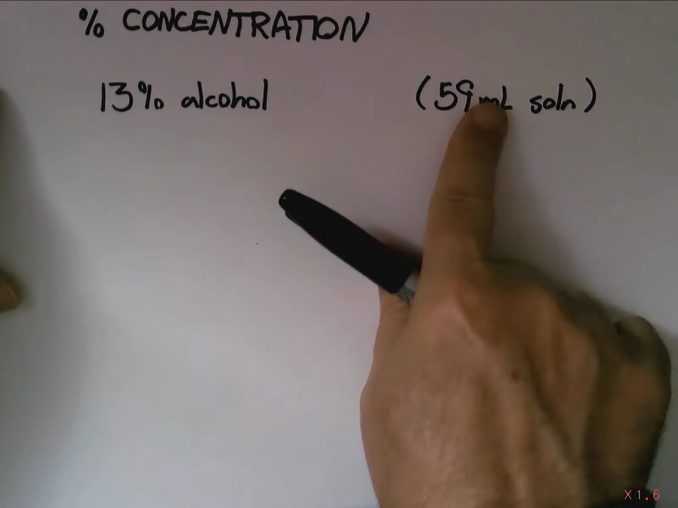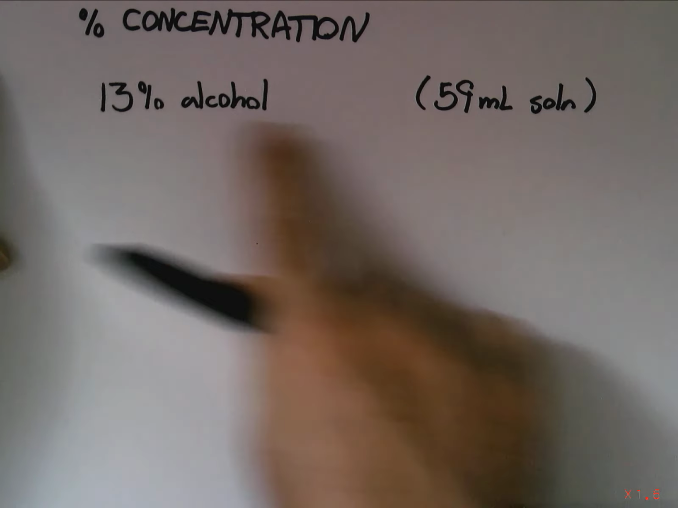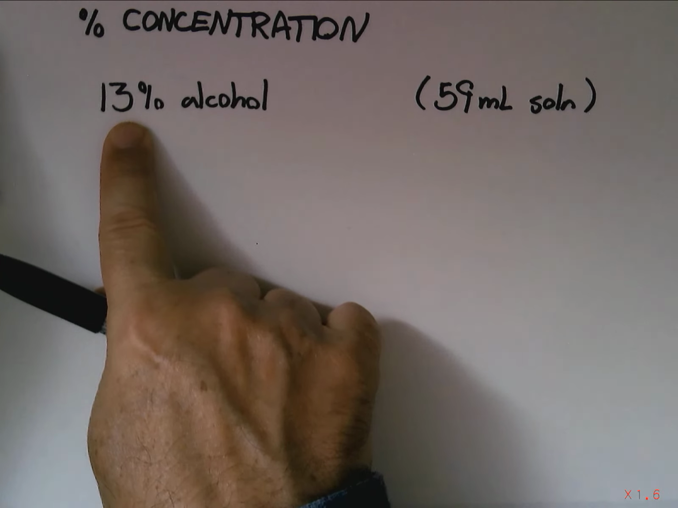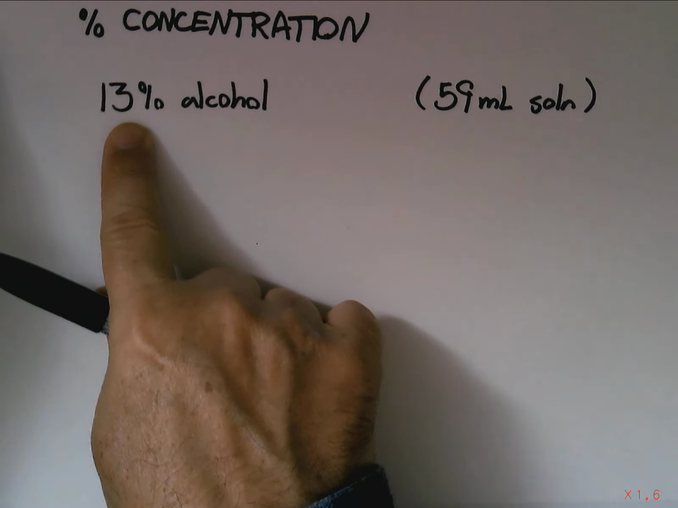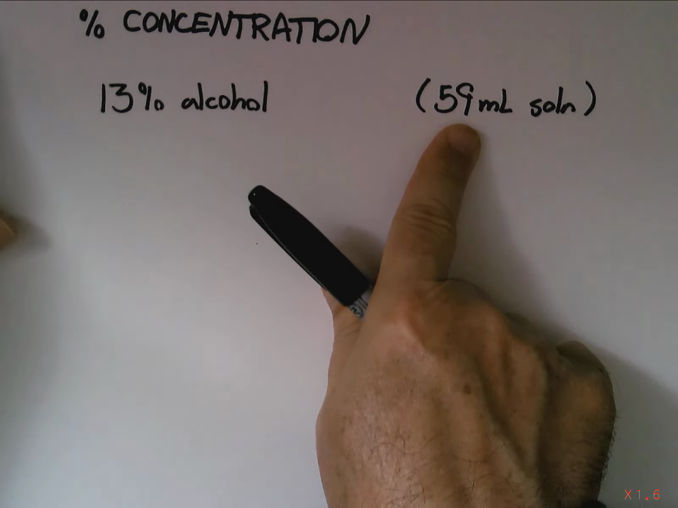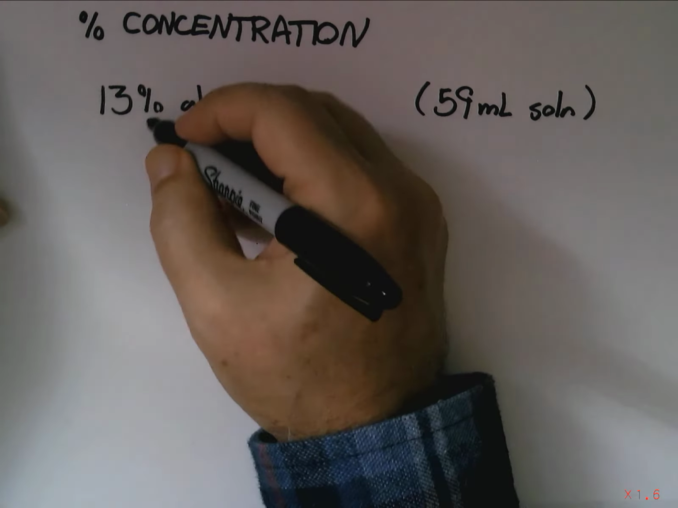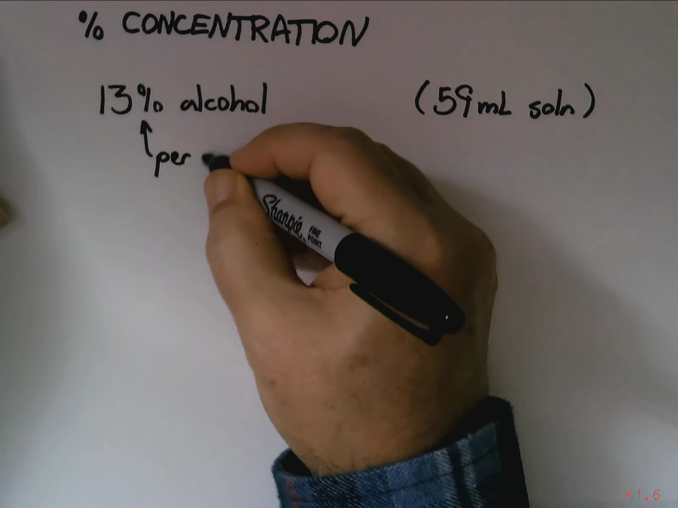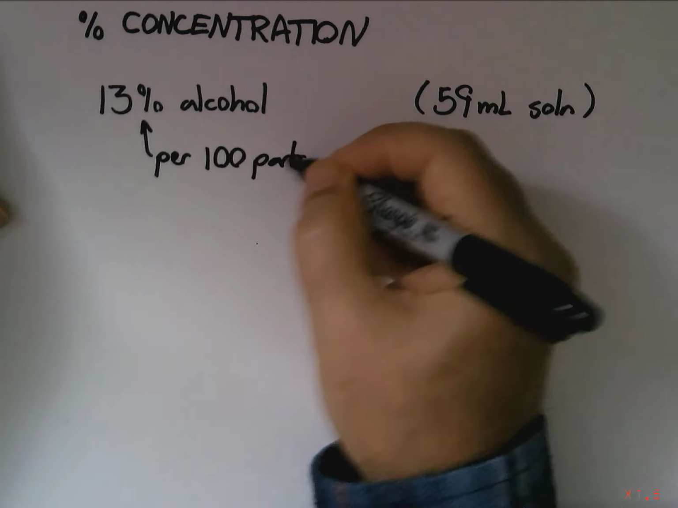Now, it doesn't matter what the volume of solution here is, the concentration is independent of the amount of solution that you've got. They're saying when they made this up, that they made it up to be 13% alcohol no matter how big a bottle you bought. But what does this mean? Okay, percent means per 100 parts of solution.